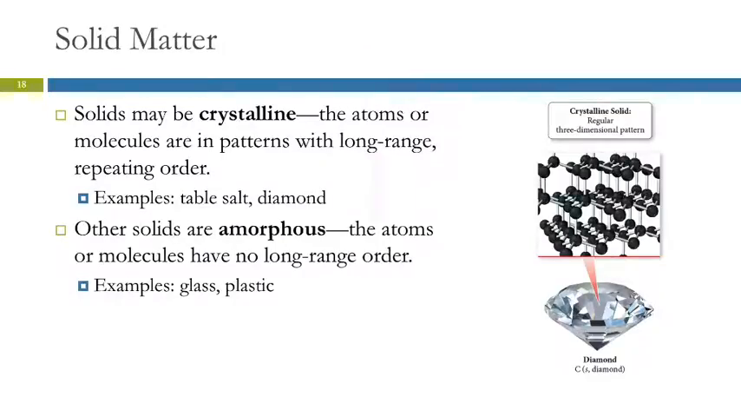We can categorize those solids, break them into two broad categories, crystalline or amorphous. So crystalline, the atoms or molecules in there have patterns with a long-range repeating order. So here's an example, a diamond. These carbon atoms are arranged in a very particular way, and this pattern extends in all three dimensions. Okay? So this is a crystalline solid.